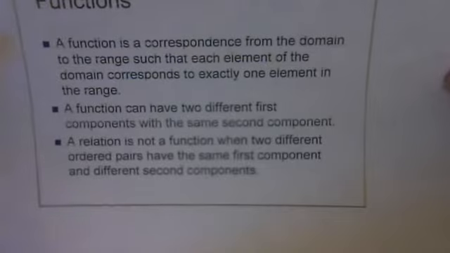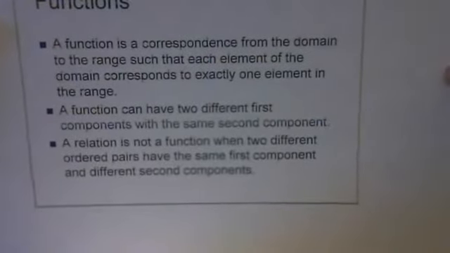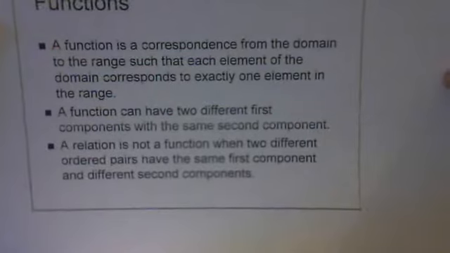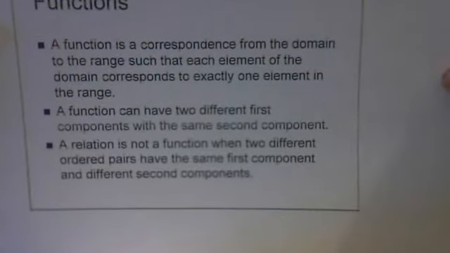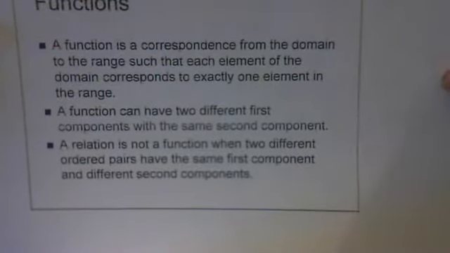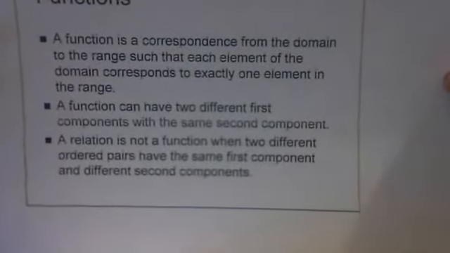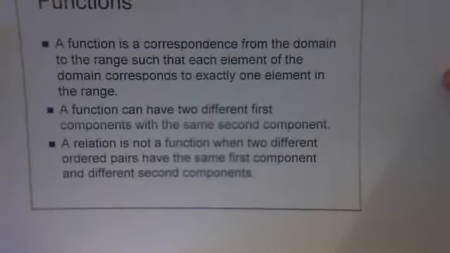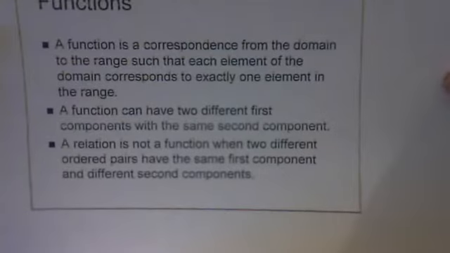Alright, a function is nothing but a correspondence from the domain to the range, such that each element of the domain corresponds to exactly one element of the range. In other words, if you're looking at a set of ordered pairs, the x coordinate cannot be paired with two different y coordinates. Okay, that's the rule for a set of ordered pairs being a function.